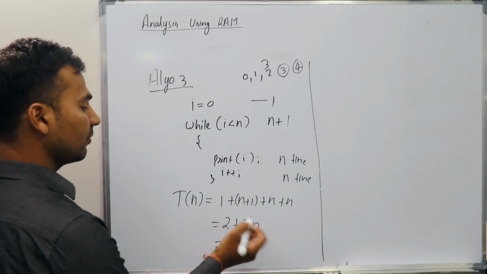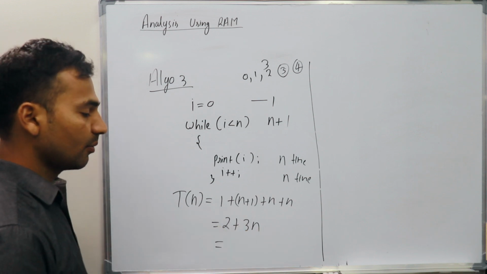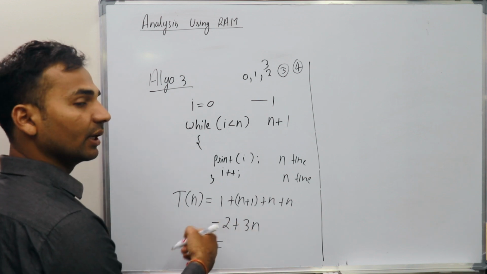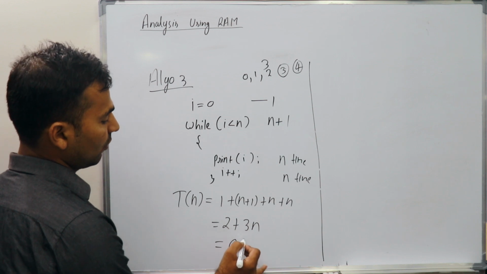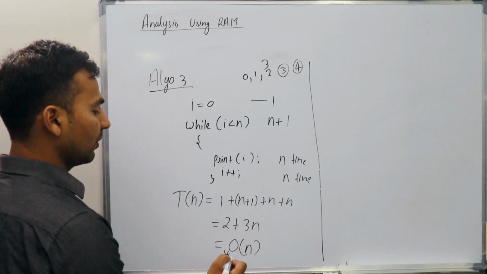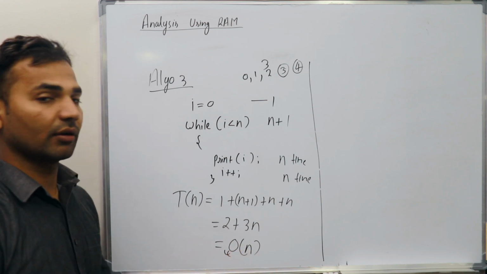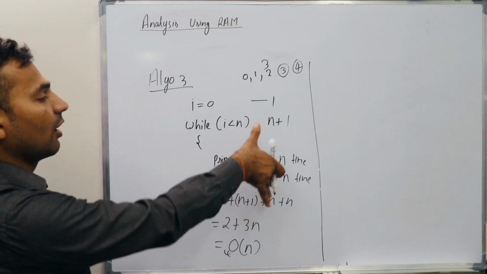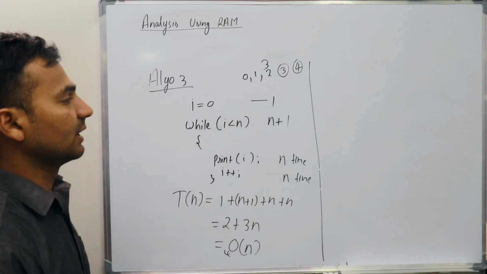Now finally, what is the dominating term over here? n is the dominating term, and we ignore the constant, therefore it is O(n). Now what is O(n)? It will be clear in further lectures. Just remember how we count the primitive operations here.